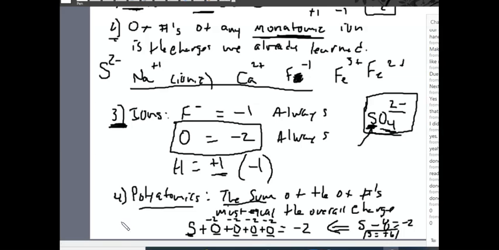We're going to do a few of these problems. I just want to make sure you understand where that's coming from. Sulfur can't have any oxidation. All right? Only in the monatomic form it has a -2. But this is not sulfur in a monatomic ion.